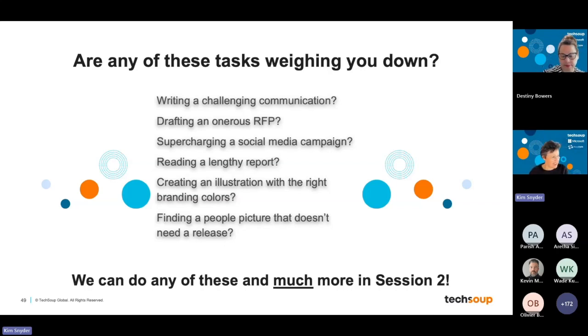So give us work. You need a social media campaign? We can do illustrations, we can do graphics, we can do photos. And if you have a challenging communication, I had a challenging communication I needed AI to help me with this morning. I was writing something to someone who was a little upset. But anyway, it can be very, very helpful.